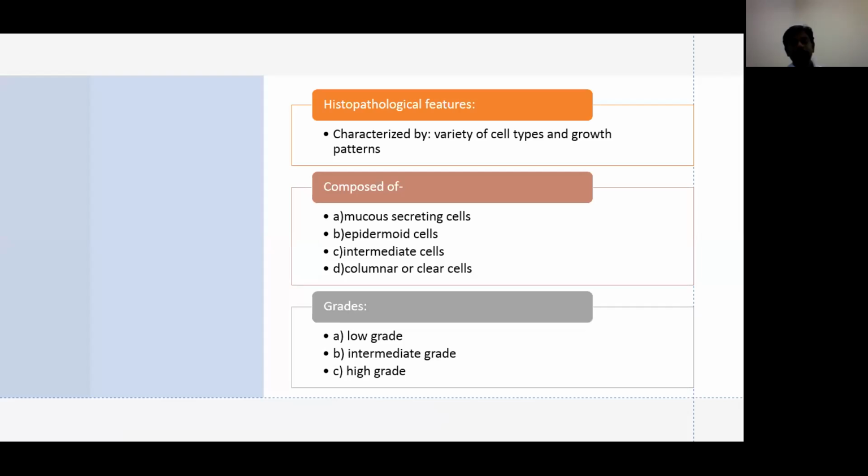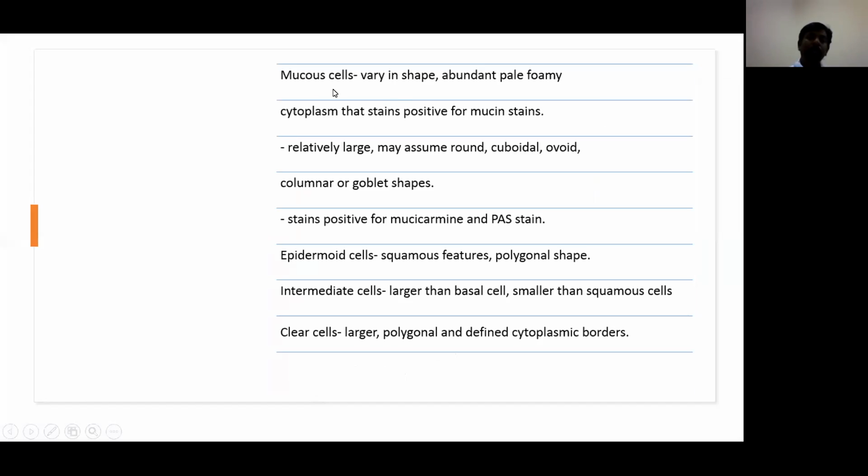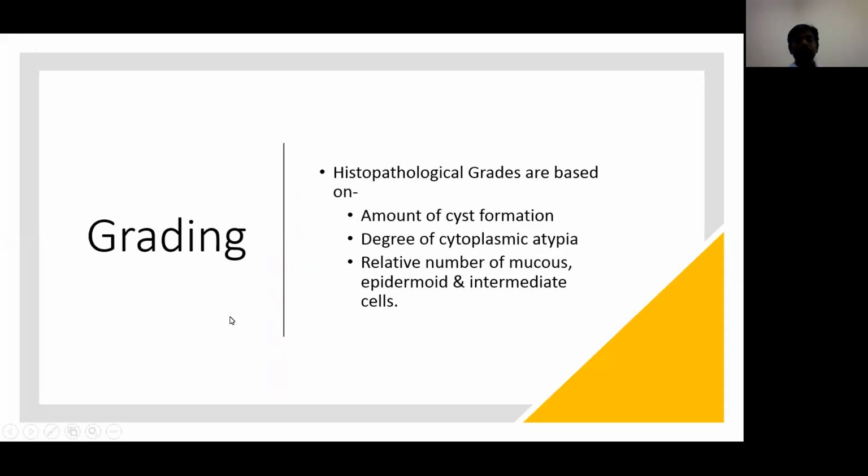The name itself shows: muco means the mucus secreting cell, and epidermoid involves the squamous cells, and carcinoma. So they have low grade, intermediate, and high grade. And you have mucous cells, they vary in shape, and the cytoplasm stains positive for mucin stains. And epidermoid cells can show squamous features and polygonal shape. Intermediate cells can be seen larger than the basal cell, but smaller than the squamous cell. That's why they are known as intermediate cells. Okay. Also, you have clear cells.